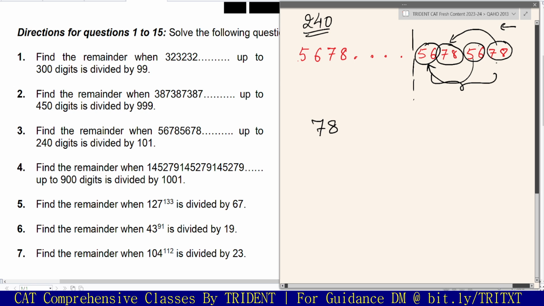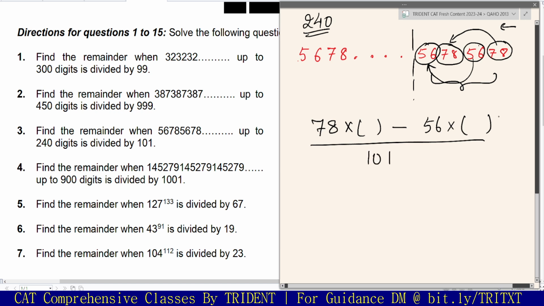Why? Because 78 is a block of 2 digits. Okay, how many single digits will be there, how many double digits, how many three digits will be there? That is a calculation that you will have to do. So obviously, it will be 78 into something minus 56 into that thing, divided by 101.